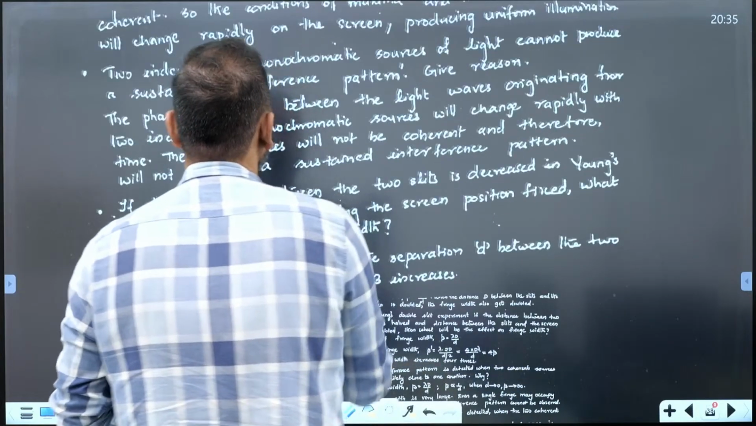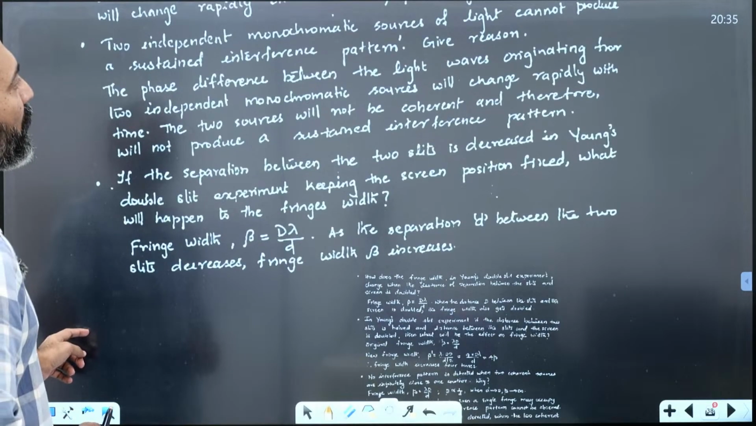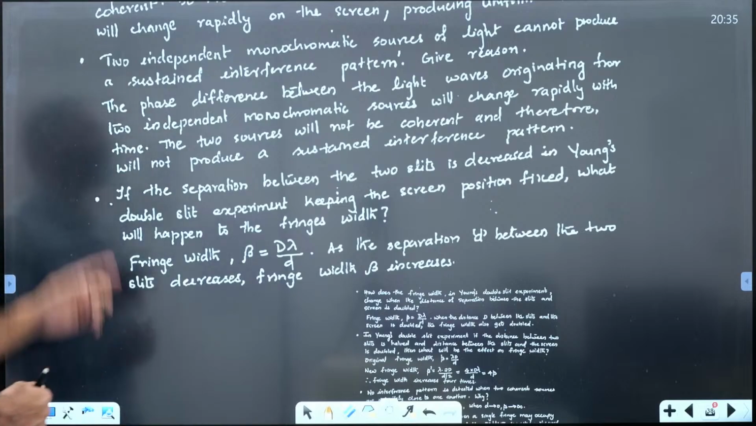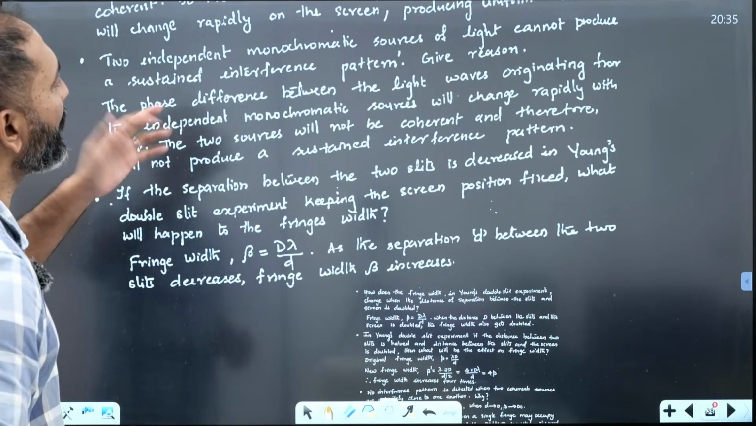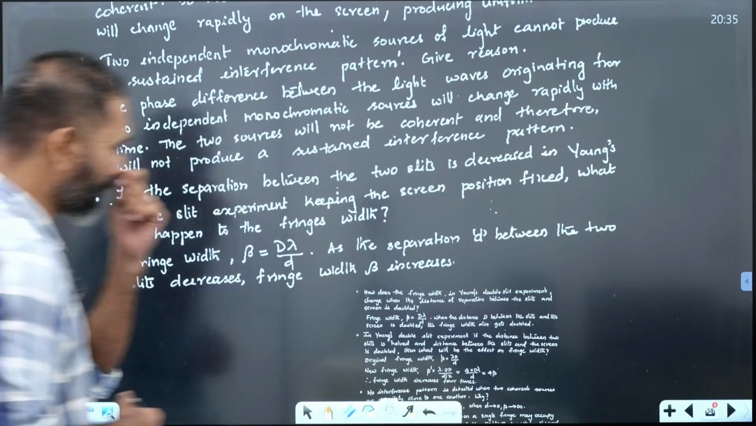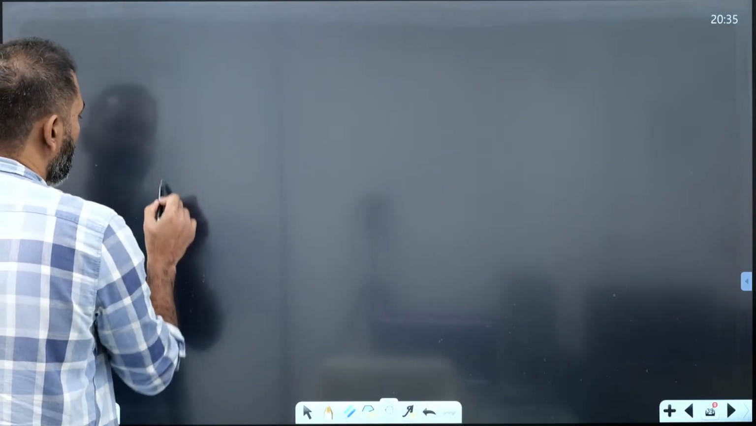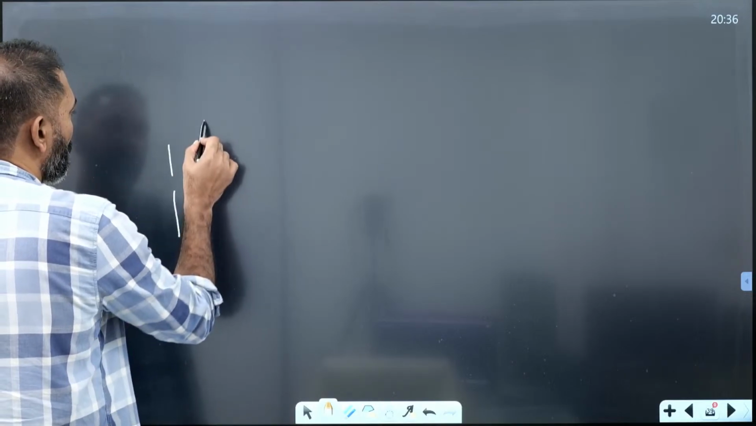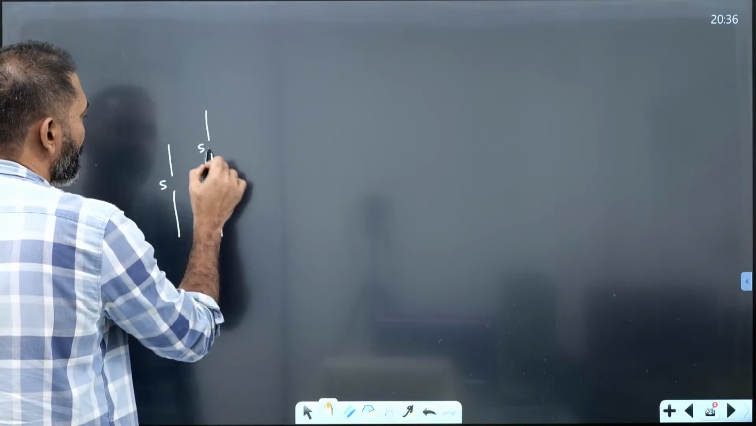Application level questions. See the first question. Two independent monochromatic sources of light cannot produce a sustained interference pattern. Give reason. Once again, I will read the question. How come this question comes? Because in interference, we know that first we use one monochromatic source of light, and then this is S1, S2.